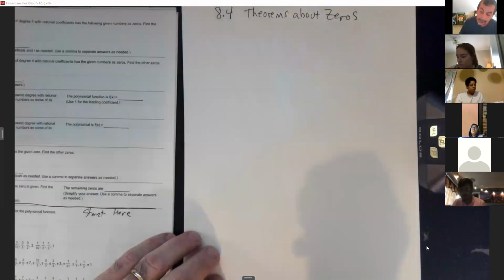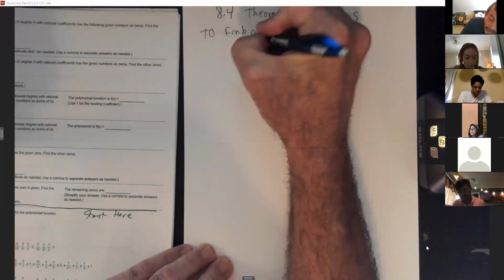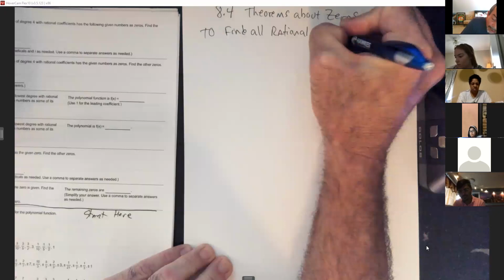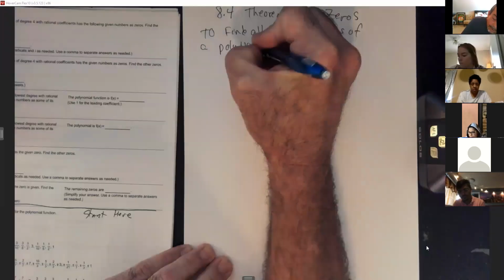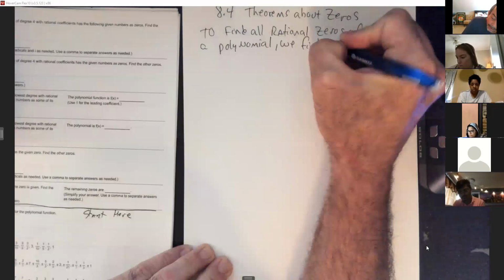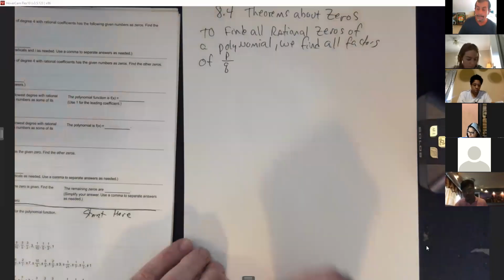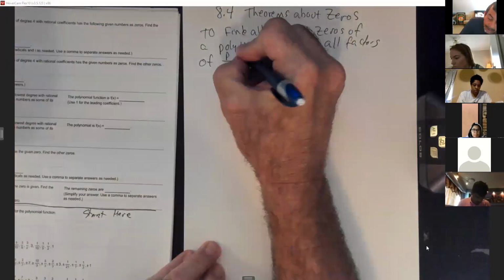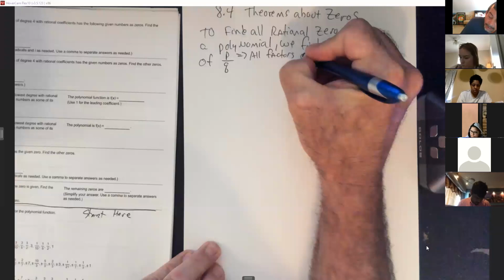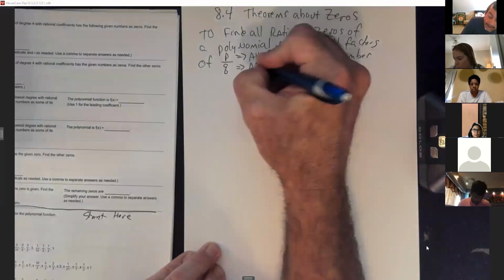So we're going to find what we call all rational zeros. So to find all rational zeros of a polynomial, we find all factors of P divided by Q. Y'all, P is going to be all factors of the last number, and then Q is all factors of the first number.